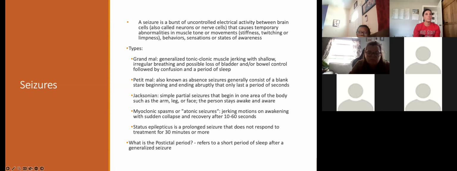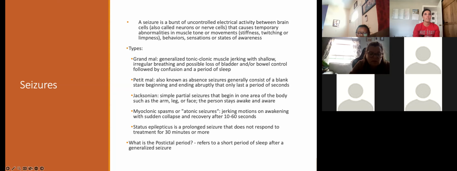So our types of seizures, we have our grand mal, which is going to be those typical things that you would expect when you see a seizure. So those tonic-clonic jerking muscle movements, they can have shallow and irregular breathing. They might lose control of their bowel and bladder. And then they're going to be followed by that post-ictal state where we've got that prolonged confusion and sleepiness right after a seizure.